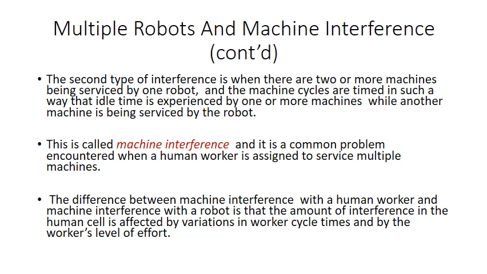The second type of interference is when there are two or more machines being serviced by one robot and the machine cycles are timed in such a way that idle time is experienced by one or more machines while another machine is being serviced by the robot. This is called machine interference and it is a common problem encountered when a human worker is assigned to service multiple machines.